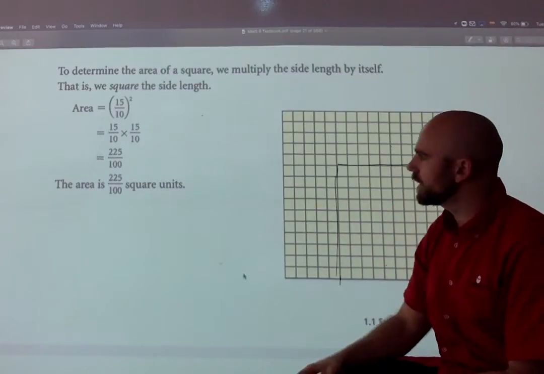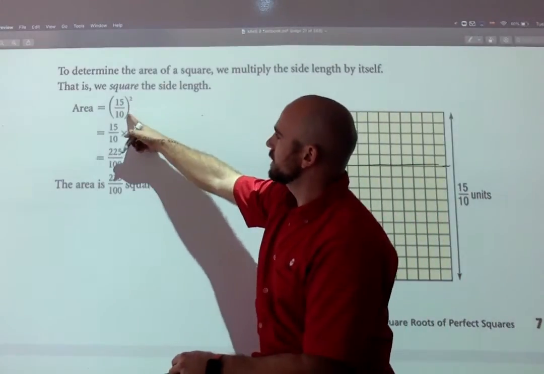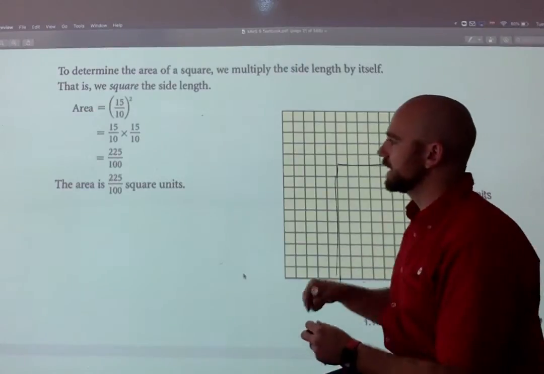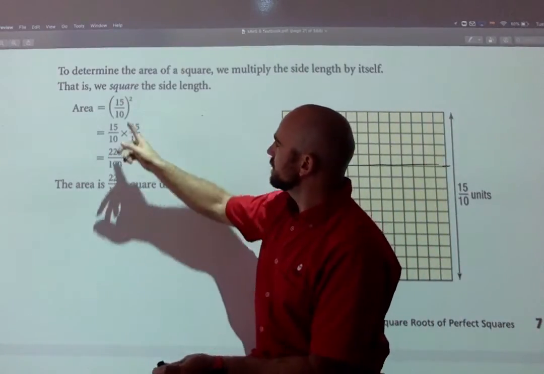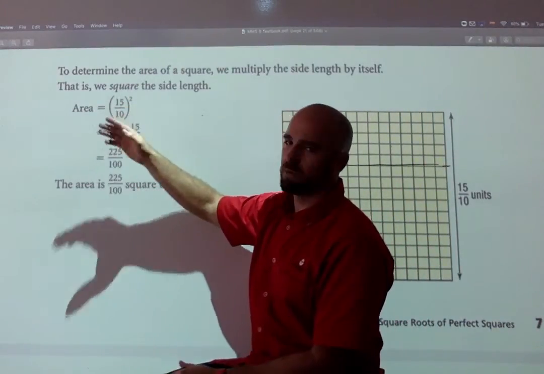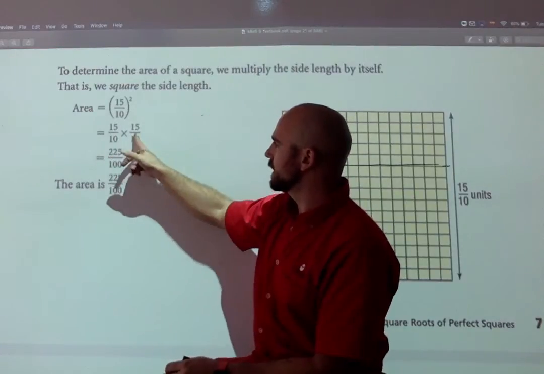So if they were to square it, this is what's going on. We have 15 out of 10, 15 out of 10. That's our single side length, all right? So they have it in brackets and squared, which is the same as saying 15 out of 10 times 15 out of 10.